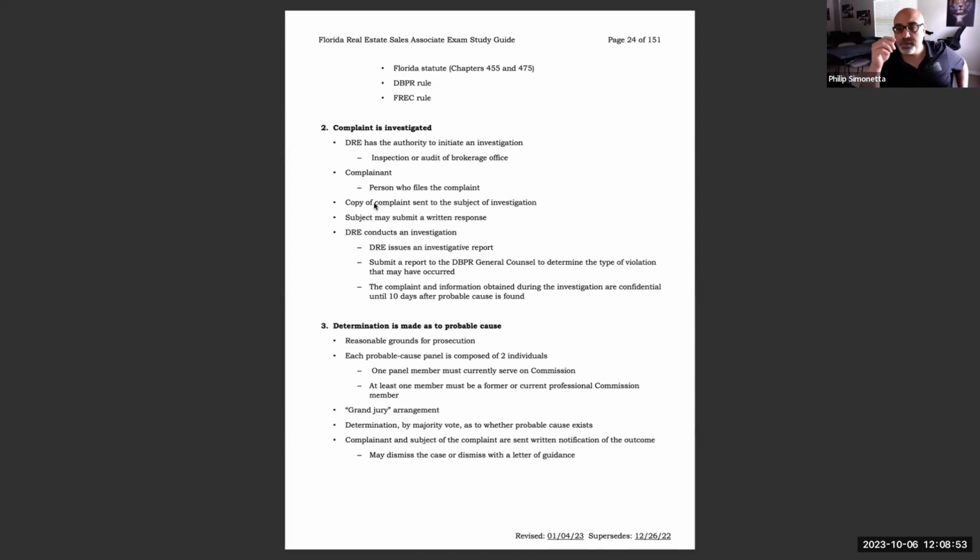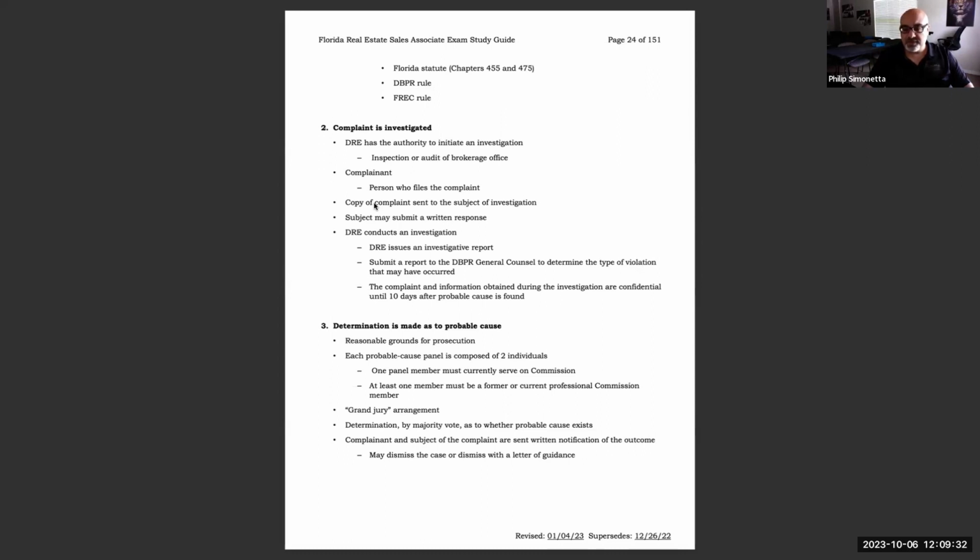So number three, a determination will be made as to probable cause. Probable cause means reasonable grounds for prosecution. If they find it, they'll conduct a probable cause panel. Each probable cause panel is composed of 2 individuals. One panel member must be currently serving on the commission, and at least one member must be a former or current professional commission member. But one has to be current for sure.